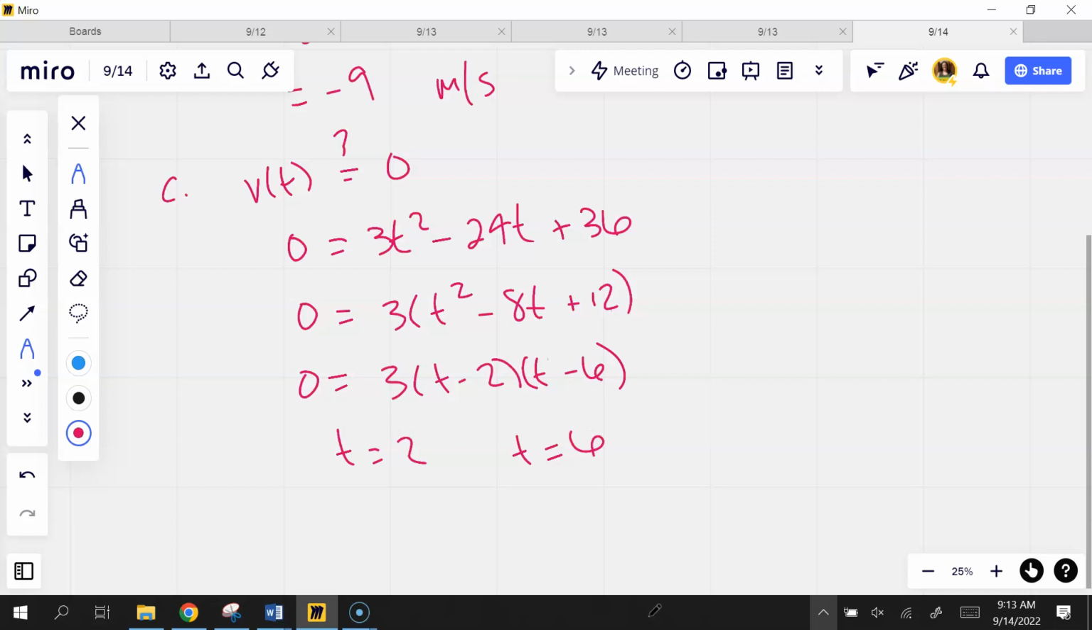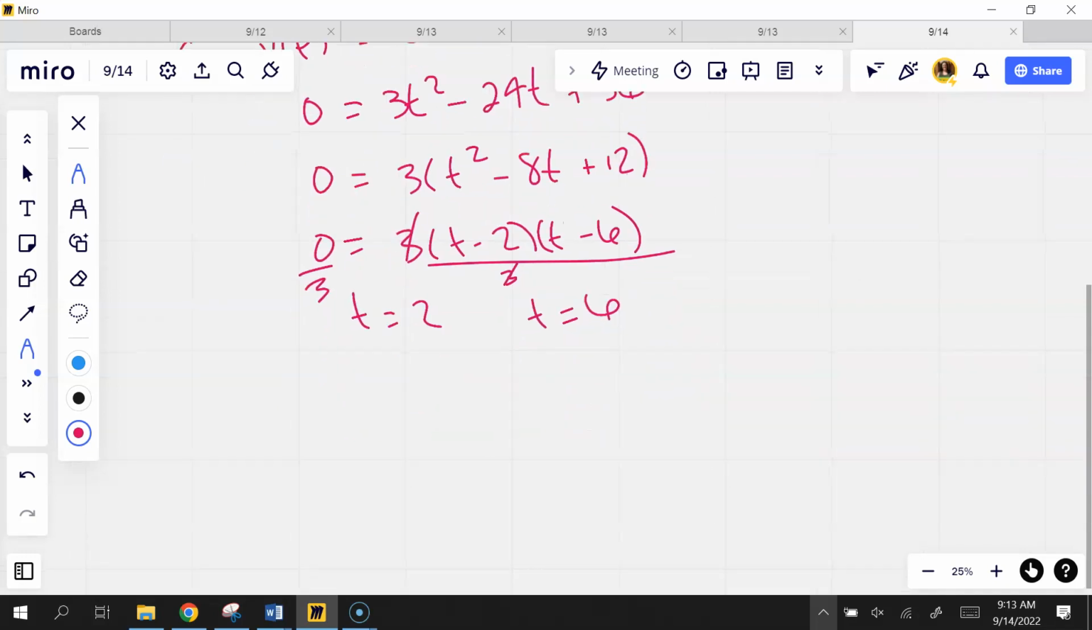Say that again. What 3? Oh, no, not whenever you're solving, because if it had a variable there, yes. So if you took out a 3t, you would say t also equals 0. But because there's no variable hooked to this, when you're solving, you can just divide both sides by 3. So then really, t minus 2, t minus 6 equals 0. So it won't impact your answer.